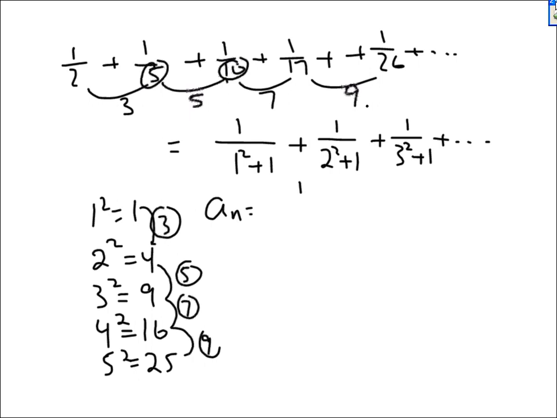Now, write down the stuff that doesn't change. The 1 is in all of them. The division line is in all of them. The power 2 is in all of them. And they all have the plus 1. What's changing is the base of that power 2.